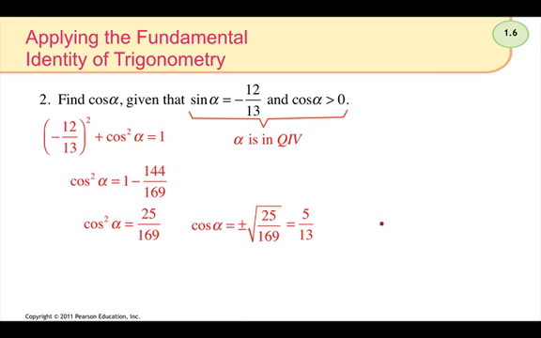Another way that I can do this is by using the idea of reference angle. This is my alpha prime. Drawing the right triangle, I'm able to find this side using the Pythagorean theorem. From here, if I want to find cosine of alpha, it's just the adjacent side over the hypotenuse. Why do I keep the positive ratio? Because I know that alpha is in quadrant 4 and cosine is positive. It was also given to me that cosine was positive. Let's go to number 3.